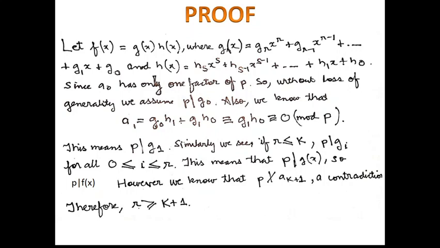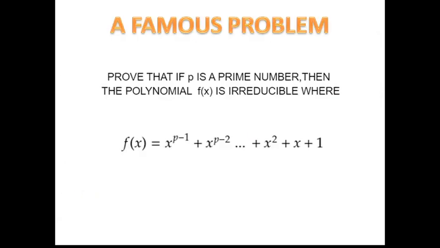Now this means that p divides g(x). Why? Because g(x) was gr x^r + gr-1 x^(r-1) and so on, and all these gi are divisible by p. So p divides g(x). Now p divides g(x), so p has to divide f(x). But p does not divide ak plus 1. So we have a contradiction here. Therefore r must be greater than or equal to k plus 1. Okay, moving on.